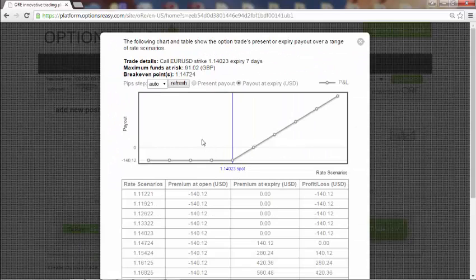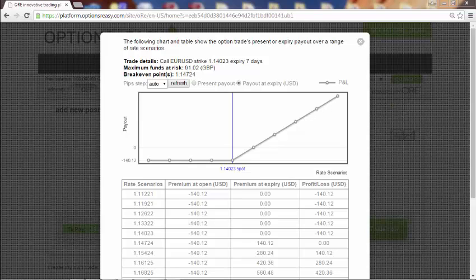Remember, we said that if the strike rate can beat the market, the option will pay out. You can see here, as the market rises, the profit of the option trade increases. If we look at this point here, the market rate is around 1.15. Yet with my option, I can buy at 1.14, which is 100 pips better. Hence, the option will pay out. And notice how the option's payout is unlimited.